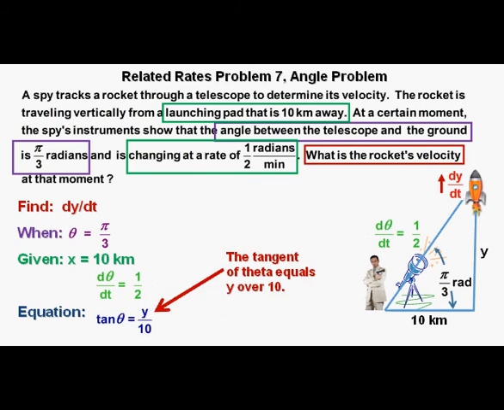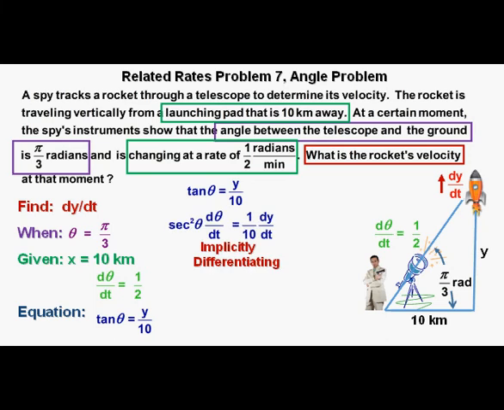And the equation we'll use is tangent theta equals opposite over adjacent, or y/10. Remember, the tangent of an angle is the opposite side over the adjacent side. So we'll bring our equation to the top from where we'll differentiate. So implicitly differentiating, we get secant squared theta d theta/dt equals 1/10 dy/dt.